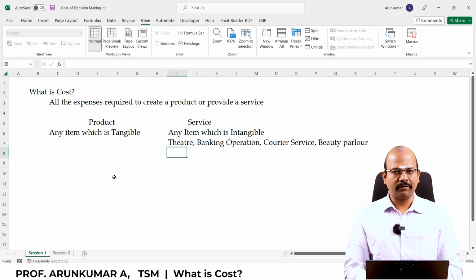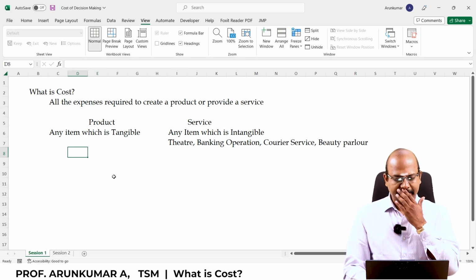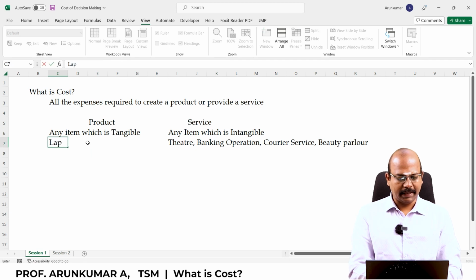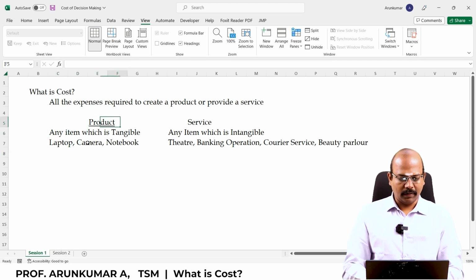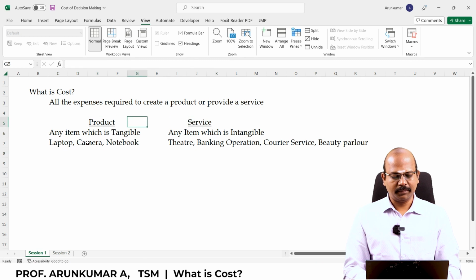There also cost is involved, which we need to understand clearly. Then only we can price it properly to the customer. So cost means all the expenses involved in providing either of these services or any of the product. Product we can know very well. The product can be a laptop or camera or any notebook. All these things are tangible. Physically we can see, we can touch and feel. So we are going to understand what could be the cost for this product and services.